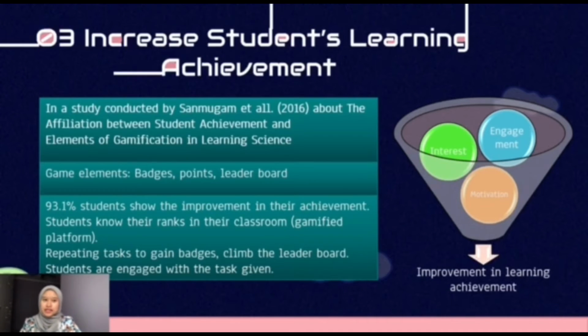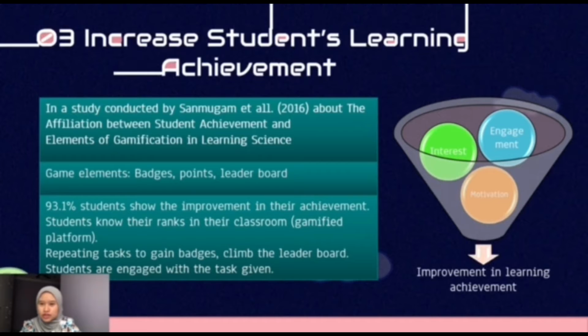Next, gamification can increase a student's learning achievement. In a study conducted by Samugam et al. 2016 about the affiliation between student achievement and elements of gamification in learning science, which the gamified platform uses elements such as badges, points, leaderboard, the results show that 93.1% of students show improvement in their learning achievement.